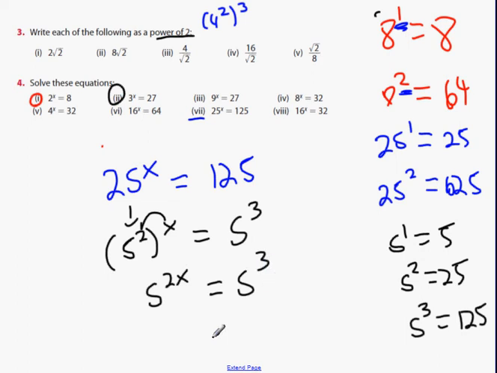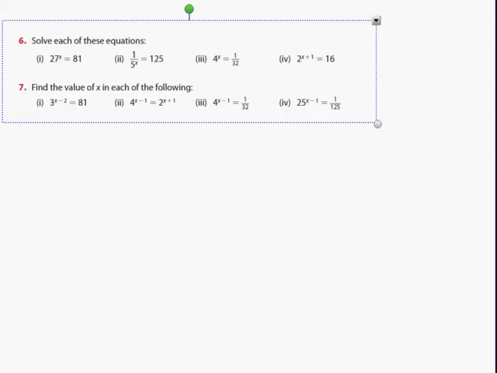Okay. Then what? 2x equals 3. Yeah. x equals 3 over 2. Okay, that's how you do those. Happy enough with that? Yeah. Okay. Can I just do one more? There's more here.